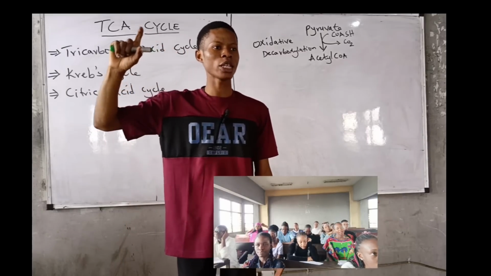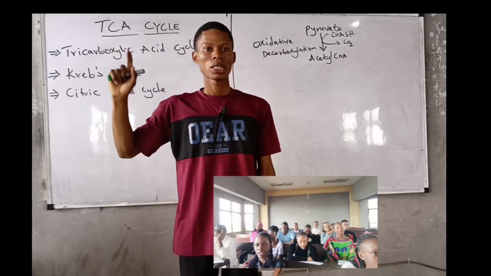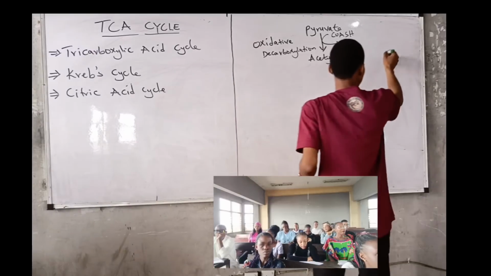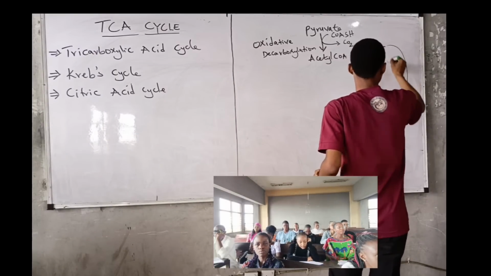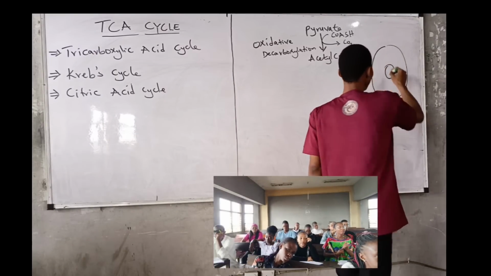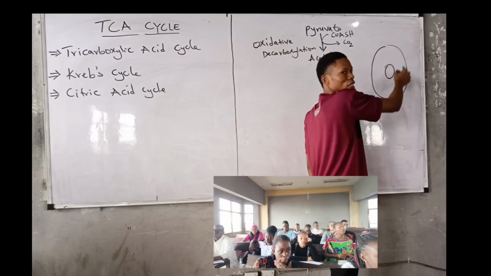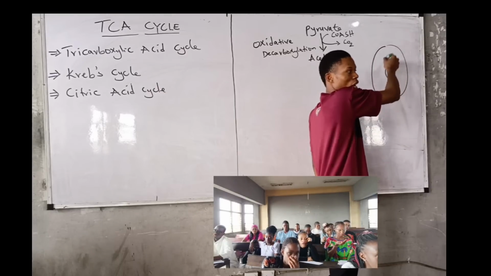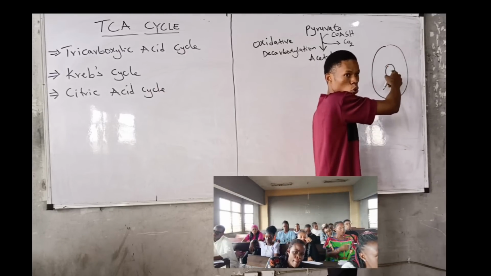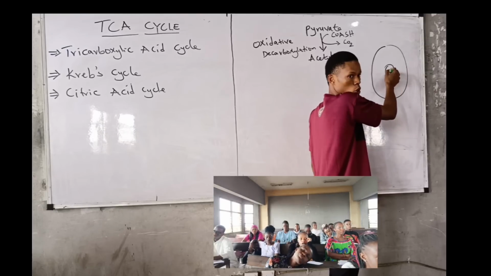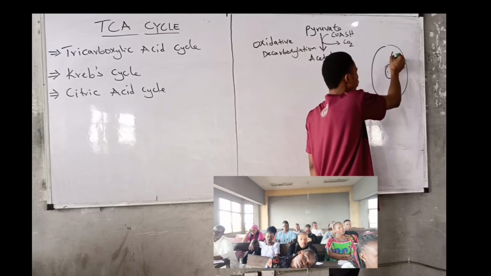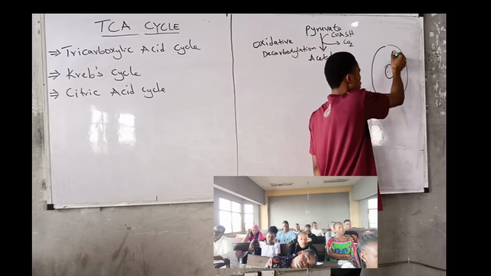Remember, the glycolytic pathway takes place in what part of the cell? Cytosol. Now, if you look at this, let's take this as the cell. This space you are seeing here is the cytoplasm, right? And the fluid in this space is called the cytosol, is it not? This is your nucleus, is it not? And you have your mitochondria like this.